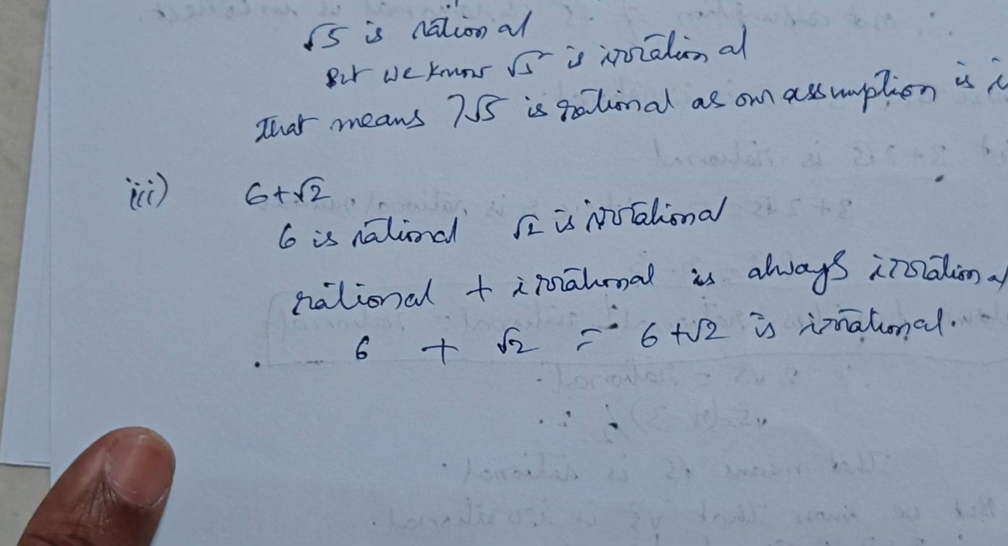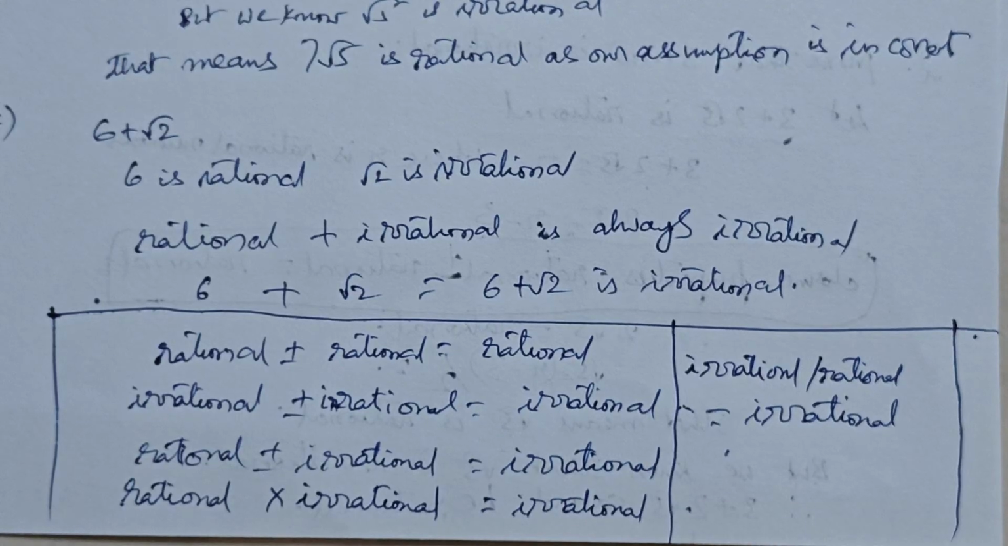Okay, so I will put it in a simple format. Look at this box where I have mentioned all the properties. If you remember these properties, you can prove any irrationality. Rational plus or minus rational is equal to rational. Irrational plus or minus irrational is equal to irrational. Rational plus or minus irrational is equal to irrational. Rational into irrational is irrational. Irrational divided by irrational is irrational. If you remember these properties, you can solve any problem.